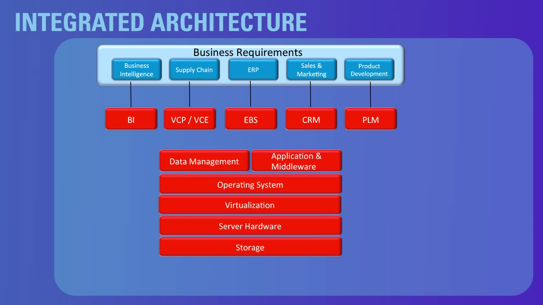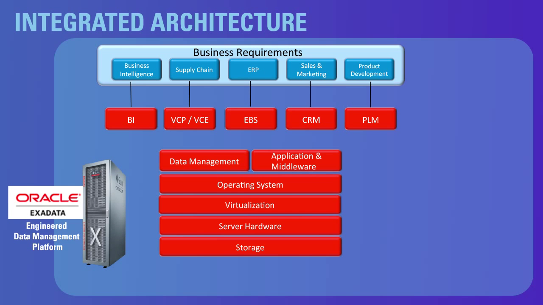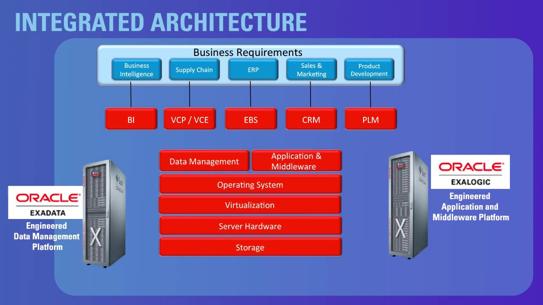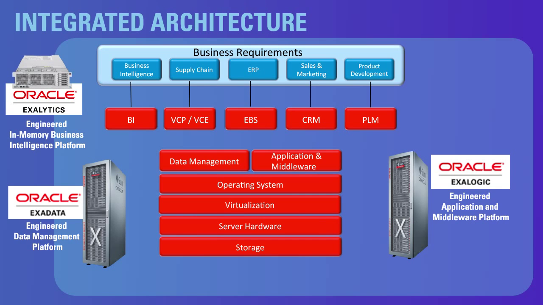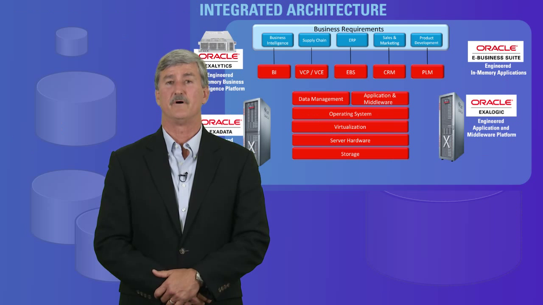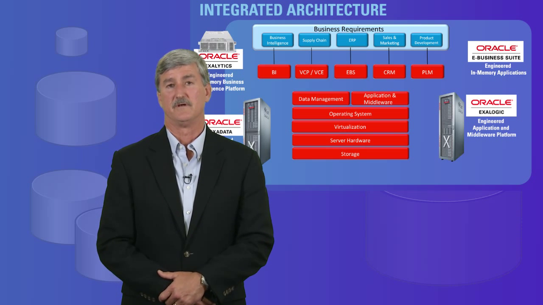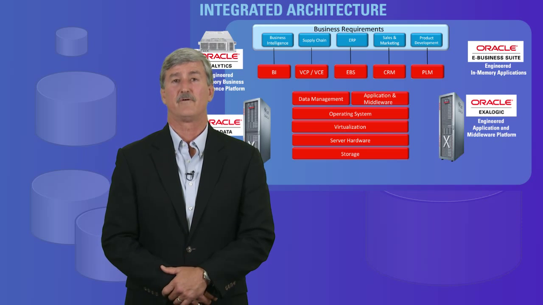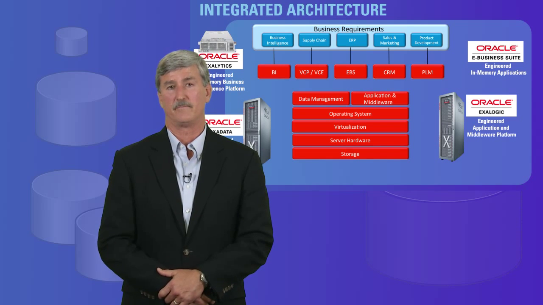So now we can take those integrated architectures and deploy them on engineered systems. For the data management layer, we have Exadata. For applications and middleware, Exalogic. For BI, for running in-memory analytics, we have Exalytics. And we've also engineered some of our applications. As an example, with eBusiness Suite, we now have in-memory applications that run on engineered systems. So this becomes a complete integrated architecture, top to bottom.